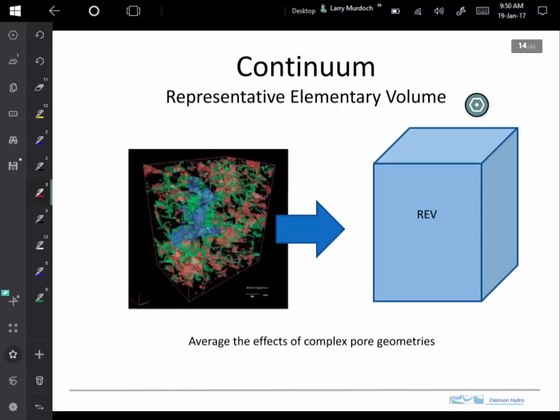So for the continuum, this representative elementary volume, basically what we're doing is taking one of these pore scale images and saying, well, that's interesting, and that's where the native processes are active, but it's really way too complicated for us to deal with, and so we're going to average out those properties. And instead of dealing with the left side, we deal with the right side, where everything is continuous within that block. The properties are continuous and uniform within that block, but they may vary.